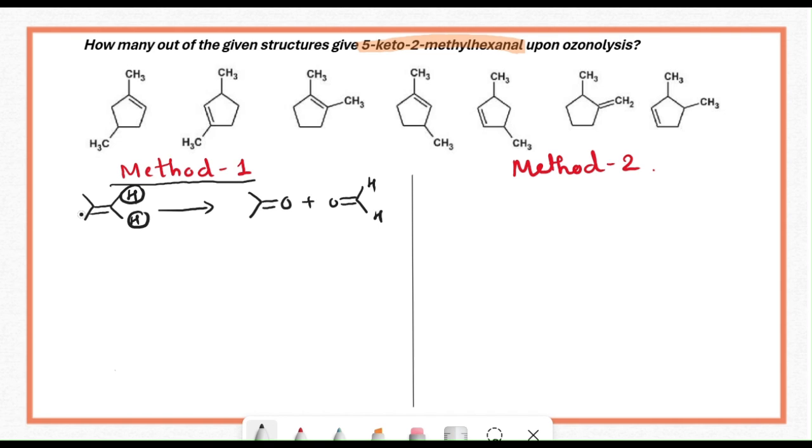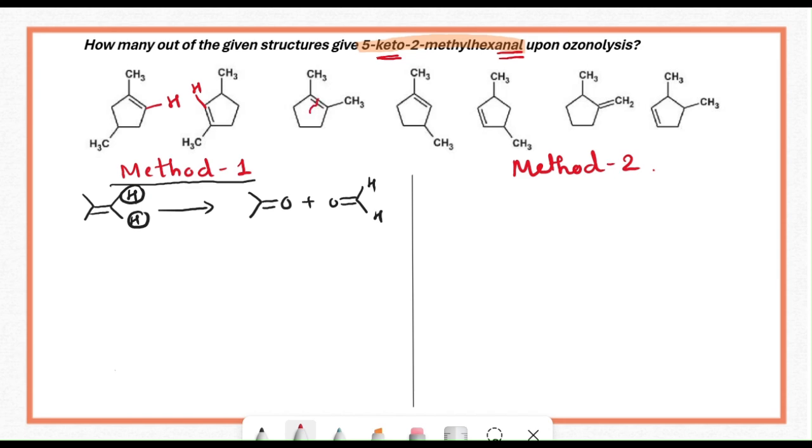Alright, now first we will use this concept for the given molecules. How so? Look at this. The product is having one aldehyde and one ketone. That means the double bond should have one hydrogen and one carbon, or methyl in this case. Say in the first and second molecule, the double bond is having methyl and hydrogen. That means they may form the said product upon ozonolysis, but not the third molecule.